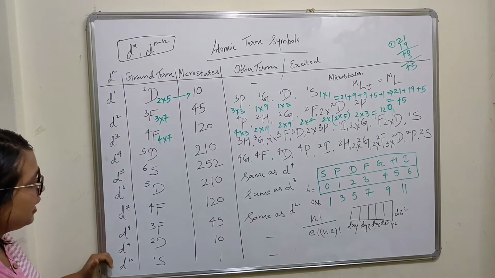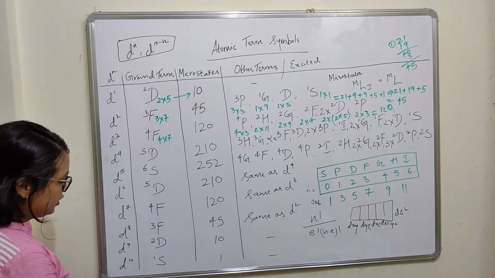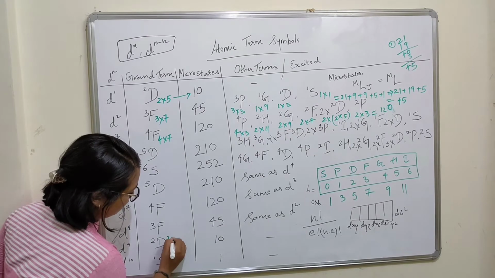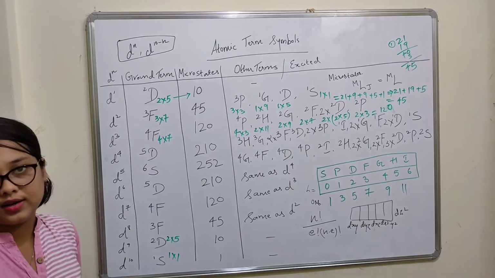Okay. For D9 and D10, we do not have any higher terms. There is only 1. Over here also we can solve it. We will have 2 into 5, so that is 10, and here we'll have 1 into 1, that is 1.